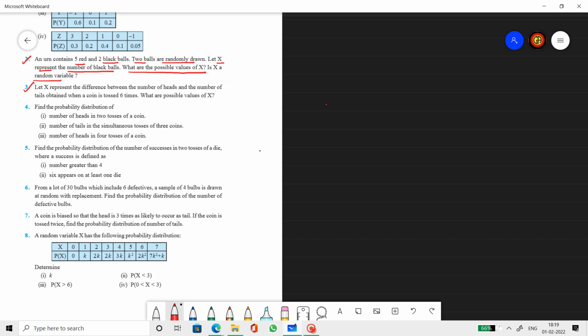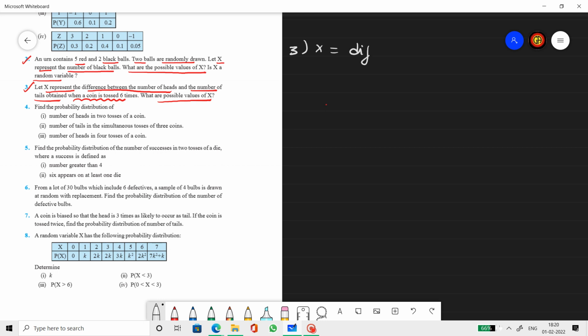Question number 3. Let x represent the difference between the number of heads and the number of tails. So they told you what they want you to take x as. X here represents the difference between the heads and the tails. When a coin is tossed 3 times itself, the outcome is 8 here. So here it would be 2 power 6. So writing them is not a possible way, and they don't want us to write it either. They only want us to find out the possible values of x. So what does x represent here? The difference between the number of heads and the number of tails.